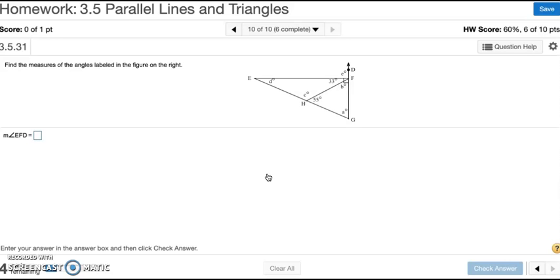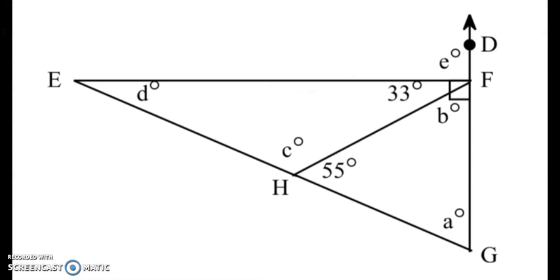Number 10. Find the measures of the angles labeled in the figure on the right. So we're going to take this piece by piece. The first one I noticed we can do is find B. This box means that the whole corner is 90 degrees, and a piece of that is 33. So to find B, I subtract 33 from 90, and that gives me 57.